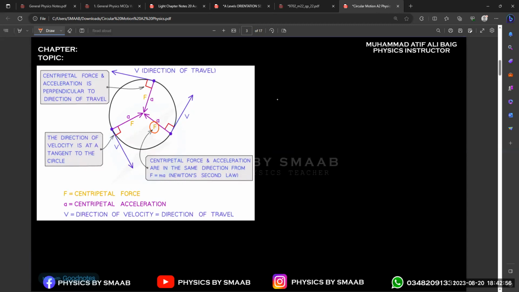this F gives you the concept of the centripetal force, and it is mentioned that centripetal force and acceleration are in the same direction, because both follow Newton's second law: acceleration is directly proportional to the force. So if you increase the force, acceleration will also increase. So acceleration will follow the same direction as the force, because both are vector quantities. And this is what we were talking about previously, that velocity is always tangent to the circle. That is already written over here.